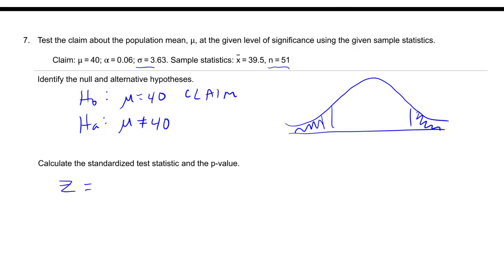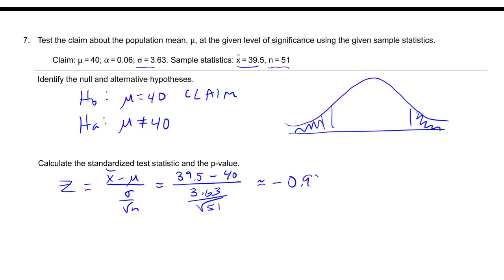So z is x bar minus mu over sigma over the square root of n, or 39.5, as they've given me for x bar, minus 40, which was mu given, over sigma 3.63 given, over the square root of 51, which was given. Crank that out, and you get about negative 0.98. That means this z is negative 0.98. This one is 0.98, but I'll just find this area here and double it.